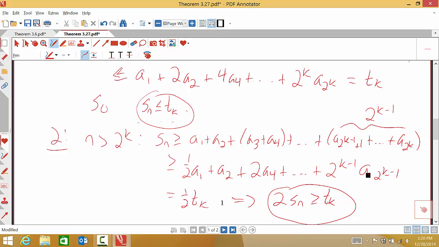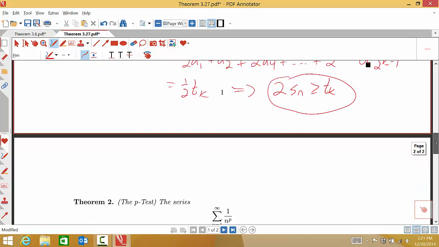And if we're assuming that our original series converges, then this 2 times s sub n forms a bounded sequence as well, because 2 times a bounded sequence is a bounded sequence, so t sub k forms a bounded sequence. We get for free that the condensate series has to converge as well. So that's what we needed here, that's what we wanted.